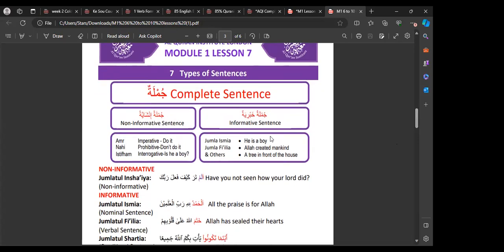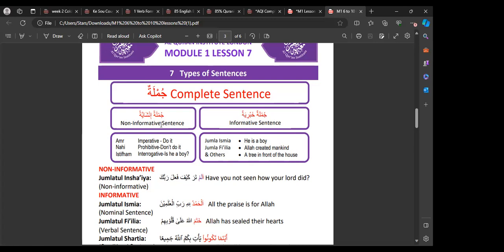Now, as the name suggests, a jumlatul khabariyya gives you information. And there are many types of jumlatul khabariyya. As we can see below, jumlatul ismiyya, he is a boy. Jumlatul fi'liyya, Allah created mankind, and others. A tree is in front of the house.